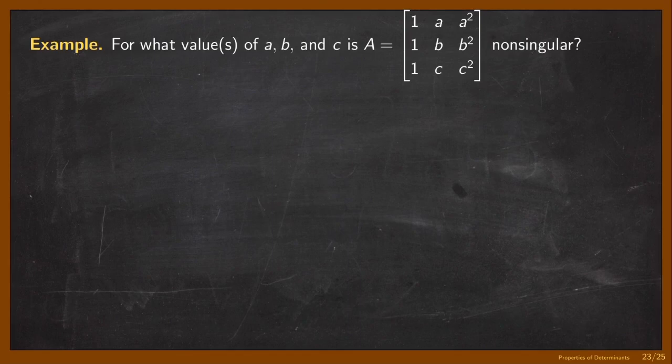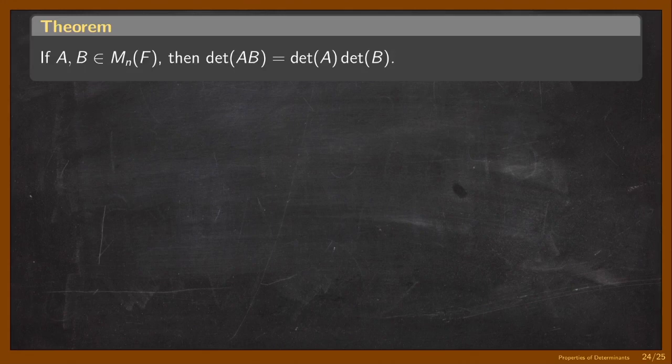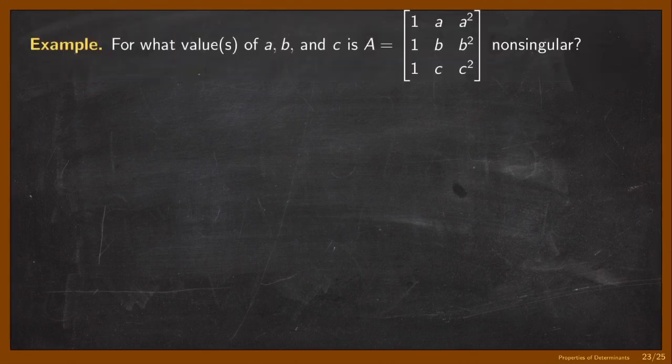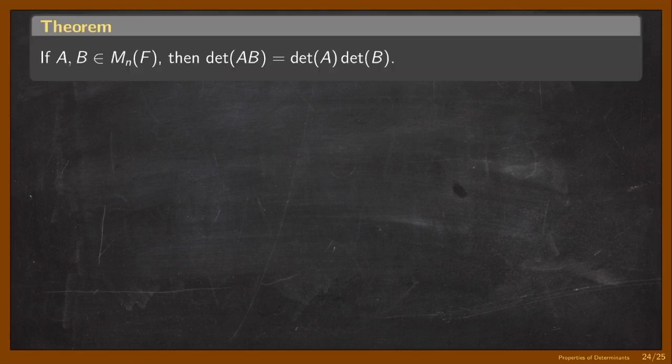So let me leave this to you as an exercise so we don't have to spend more time. For what values of A, B, and C is this non-singular? So maybe you can work on this, or maybe in the live session we can work on this example. To do this, you just compute the determinant of A and determine when it is not zero.